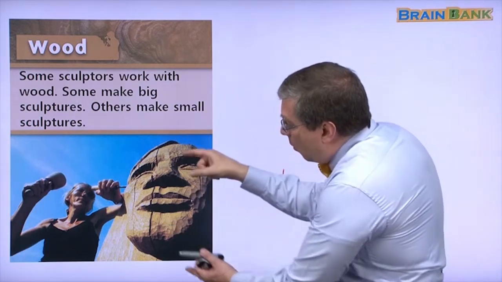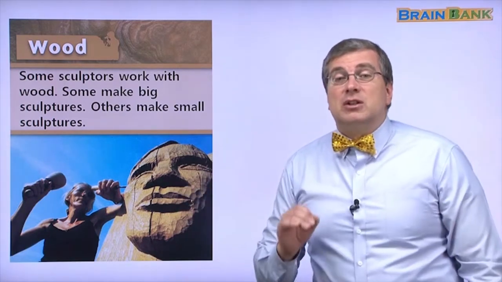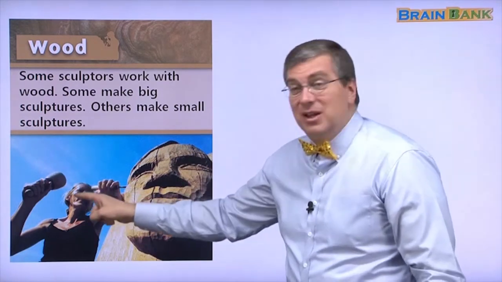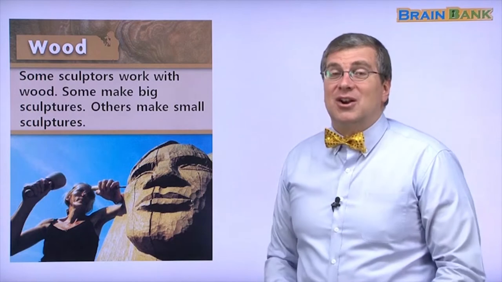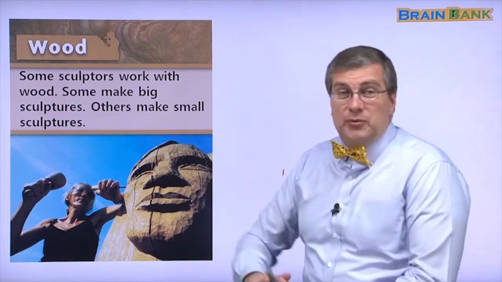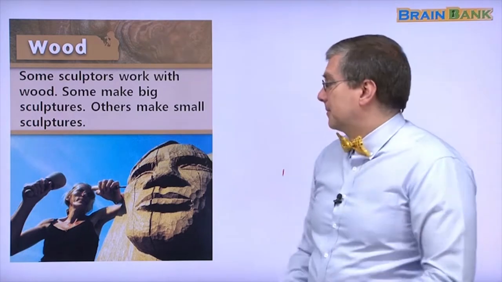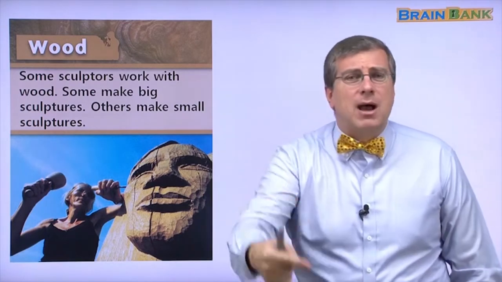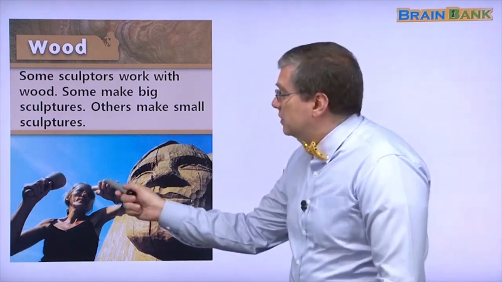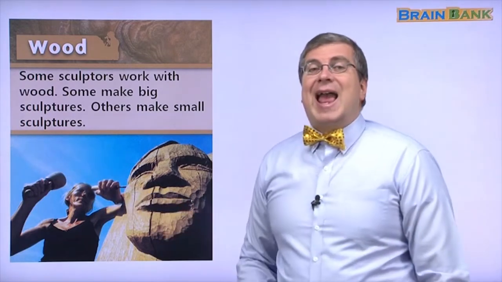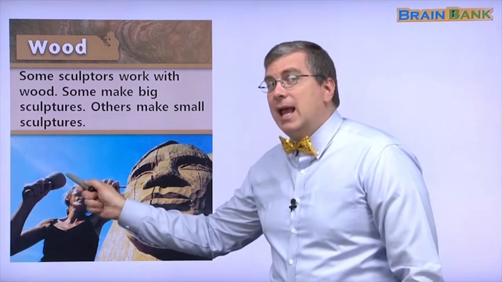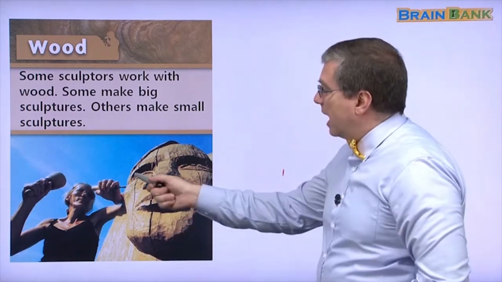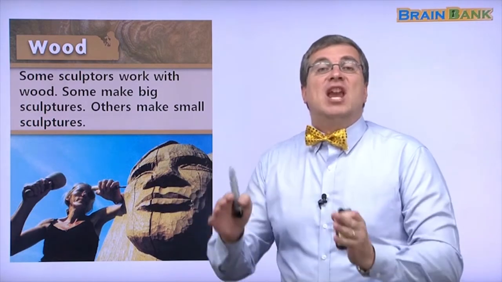Look at the sculpture. What is the sculpture? It looks like somebody's head. This head is bigger than the woman, right? Much bigger than the woman's head. So this sculpture might be very big, right? What is she using? Remember the tools we talked about in part one? She is using a chisel and a hammer. And she uses these tools to shape the wood.